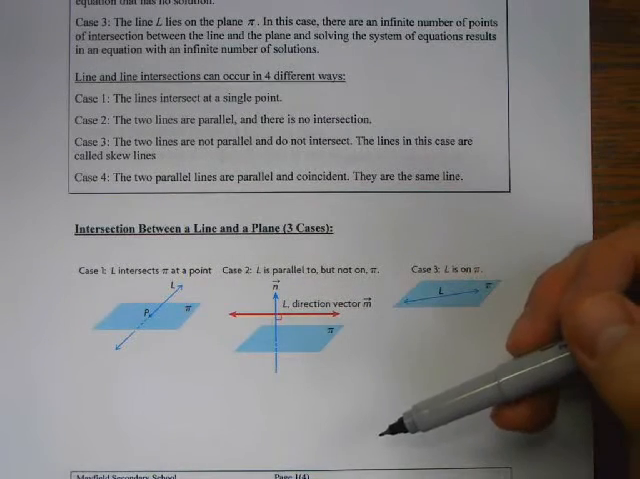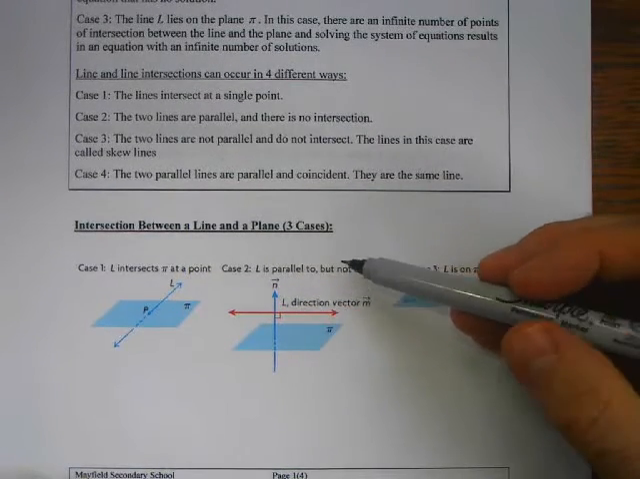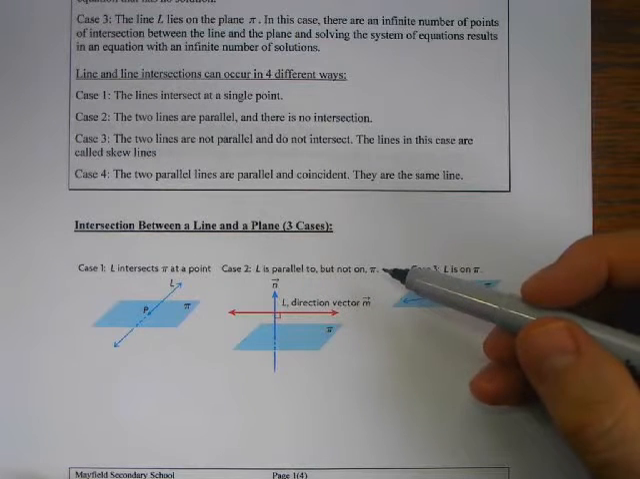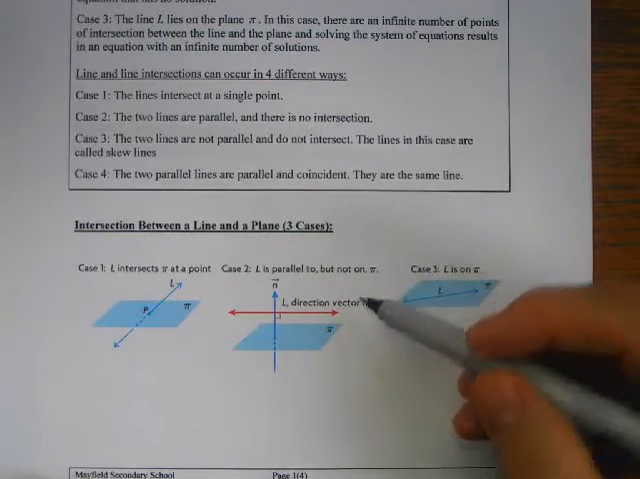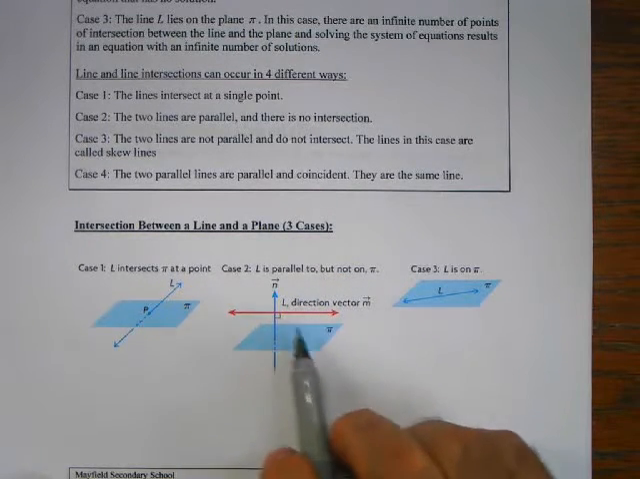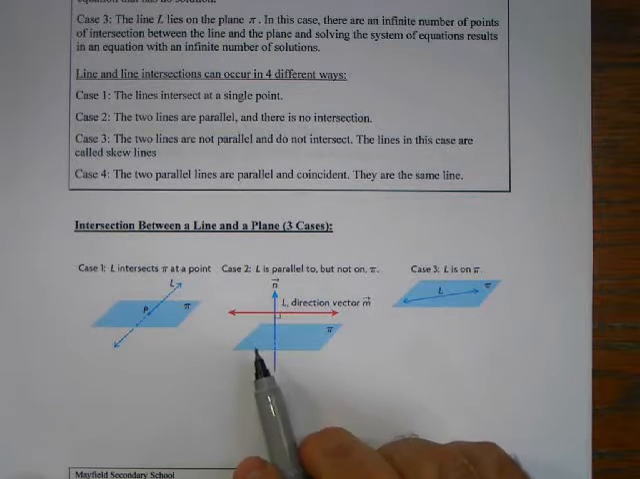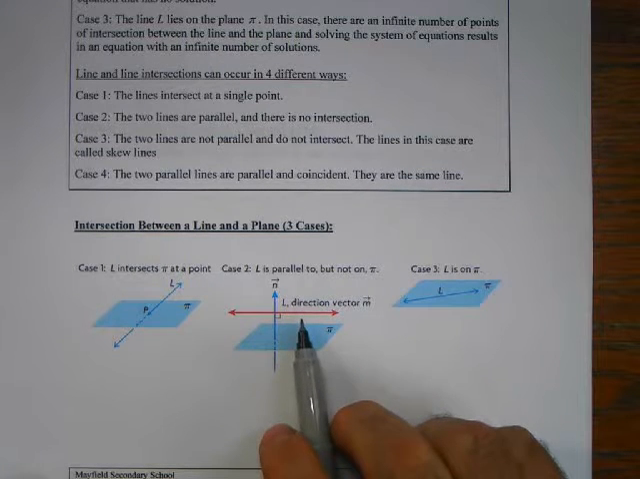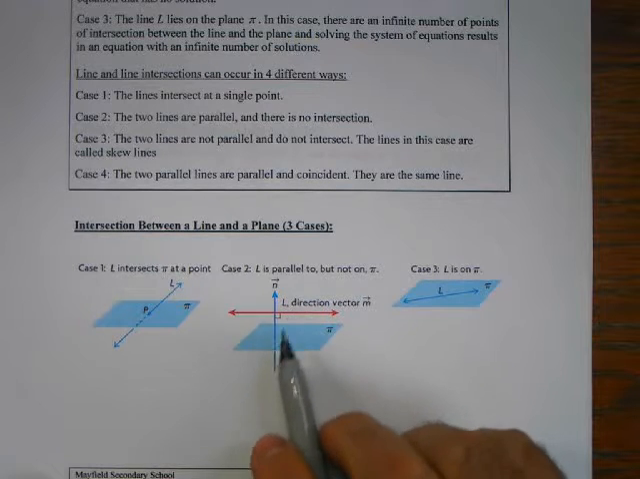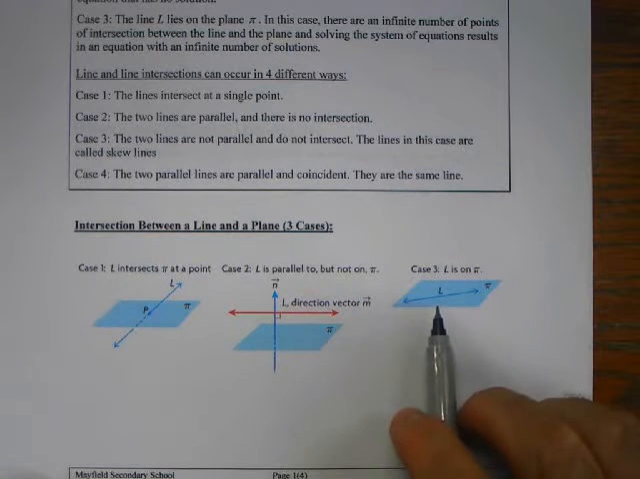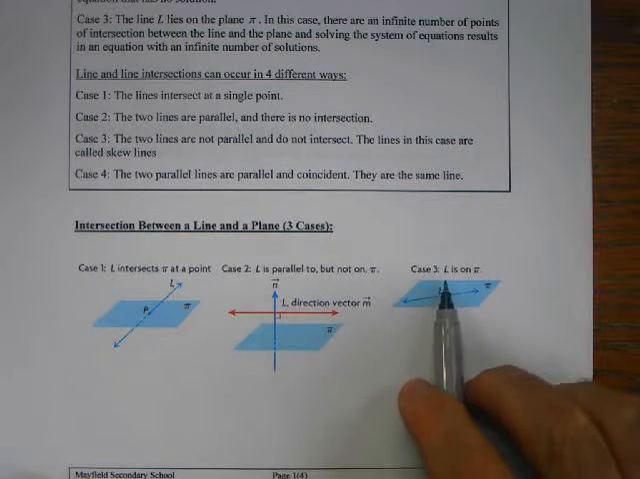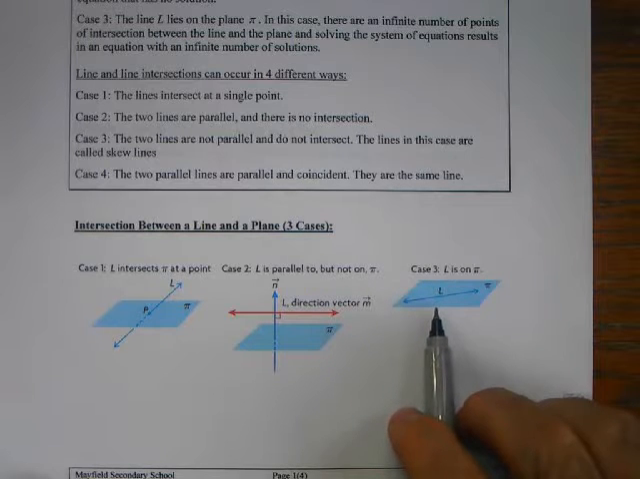Second case, the line is parallel to but does not intersect the plane pi. So basically it goes above or below depending on your perspective, but it's never going to actually touch the plane because it's parallel. Direction vectors are parallel here. And then the third case, the line is actually on the plane.